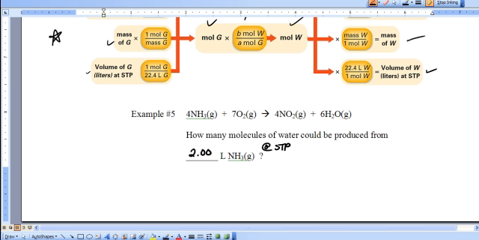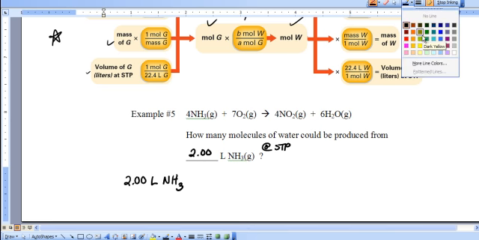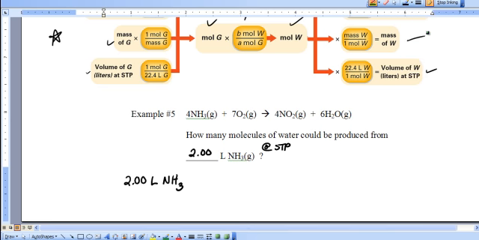So here's what we do. Same thing as we've done before. Write down whatever is given. We are starting with 2.00 liters of ammonia. So whatever is given to you, you have to change it into moles. Using your molar roadmap, you know that in order to go from liters to moles, you're going to have to use the molar volume. So 1 mole of ammonia is 22.4 liters.